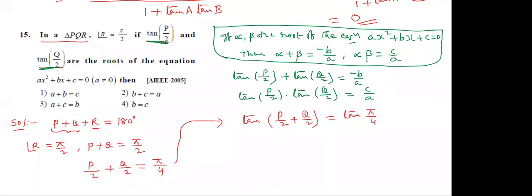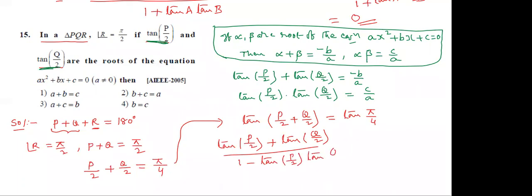Now this is in the form of tan a plus b or not? What is the tan a plus b formula? Tan a plus tan b by 1 minus tan a tan b. That means tan p by 2 plus tan q by 2 divided by 1 minus tan p by 2 into tan q by 2. Students, observe the right hand side. What is tan pi by 4? Tan 45 degrees. 1 or not?